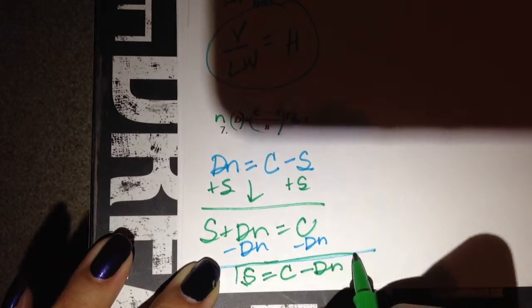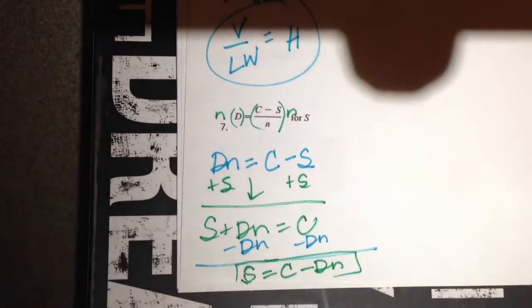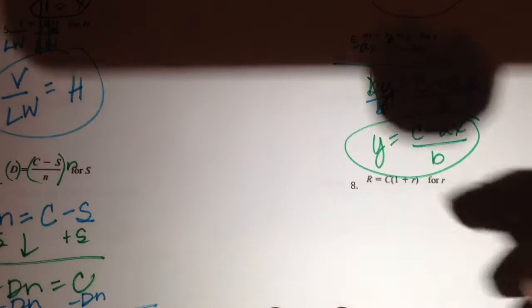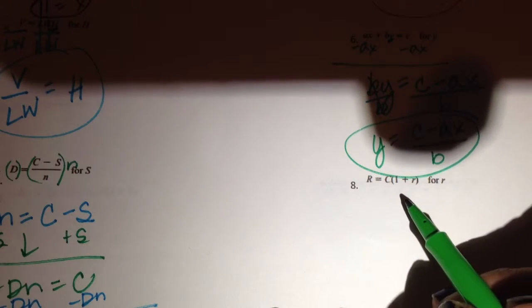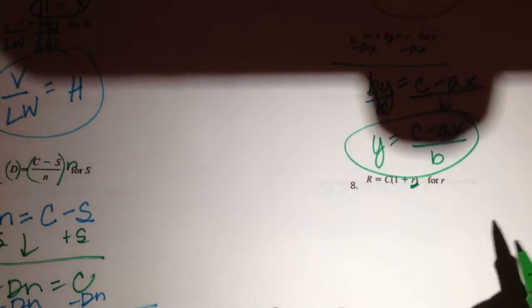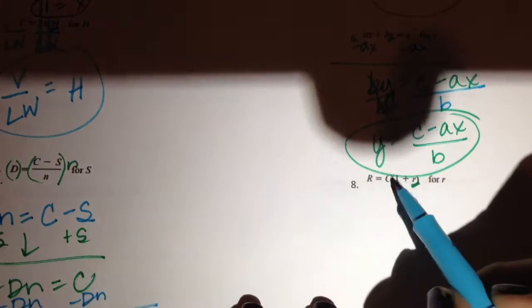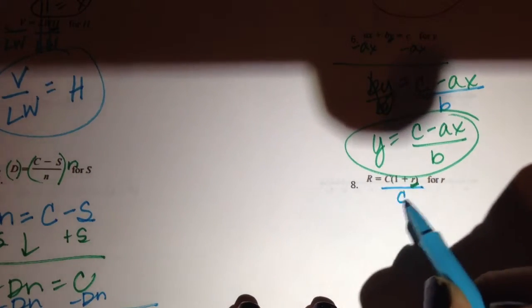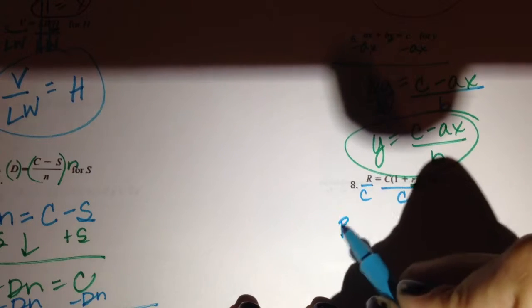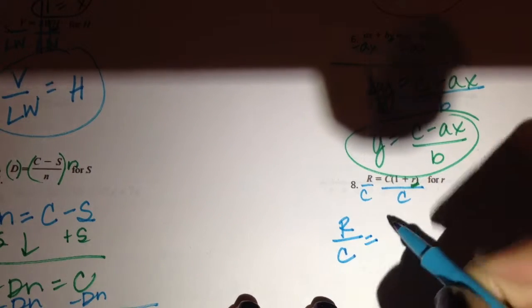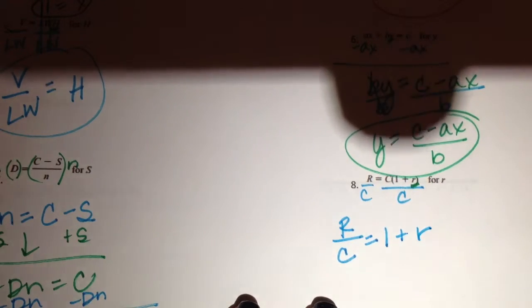Now if you went about this a little bit different way, you should still get down to s equals c minus Dn. Last but not least, on page 1, and I think I'm going to have to do these page by page for our videos, I'm going to solve for little r. The very first thing is I want to get this capital C that's multiplied by that whole quantity that includes r out of there. R over C equals 1 plus little r.